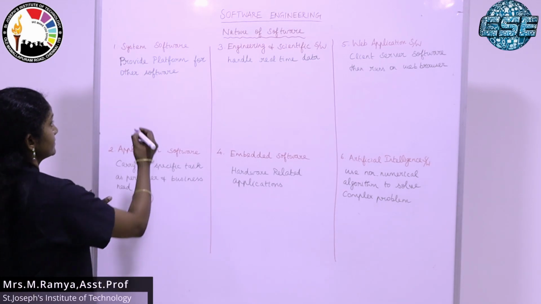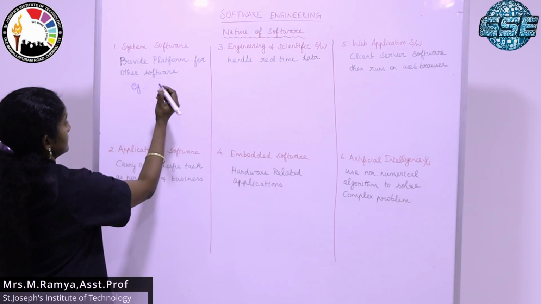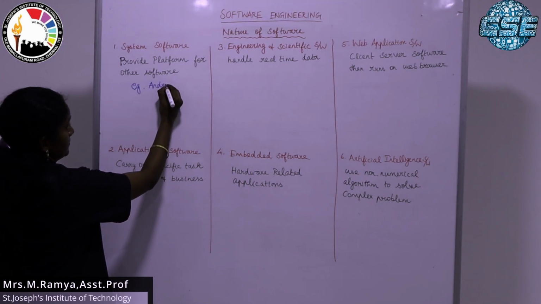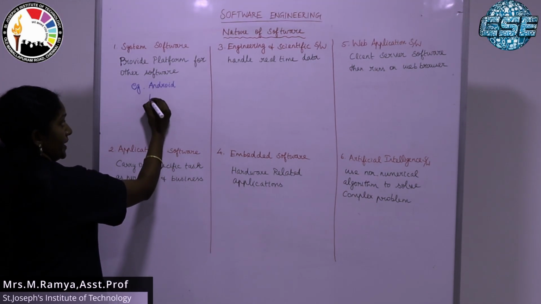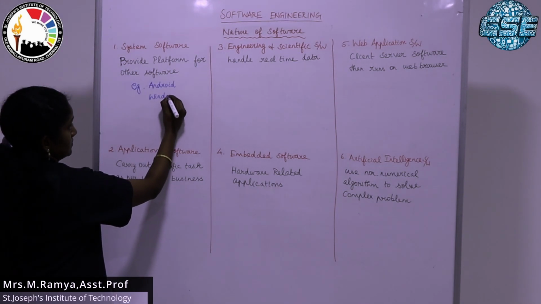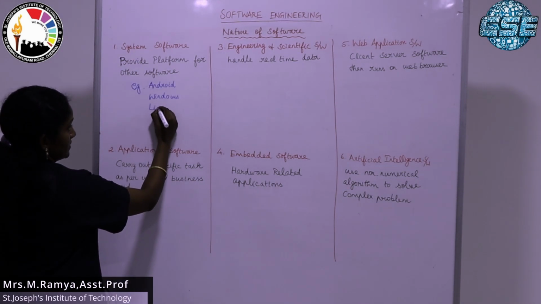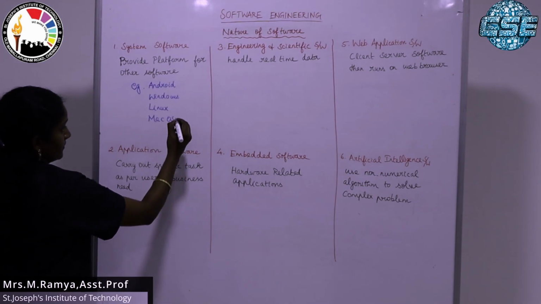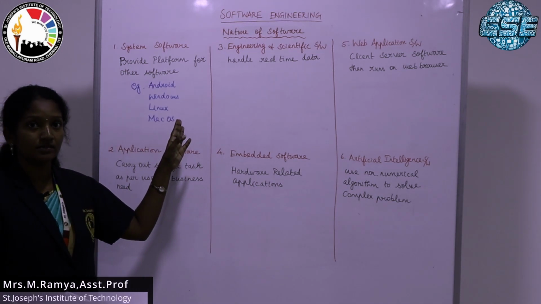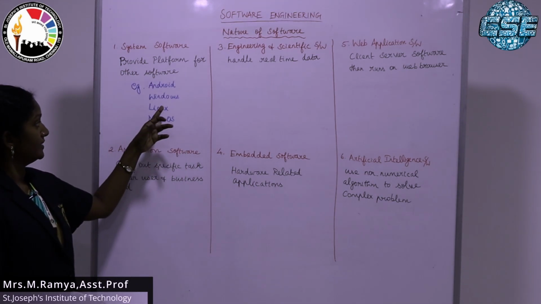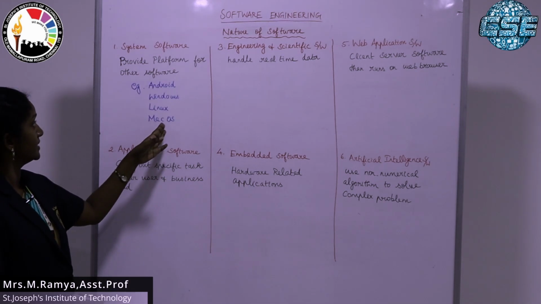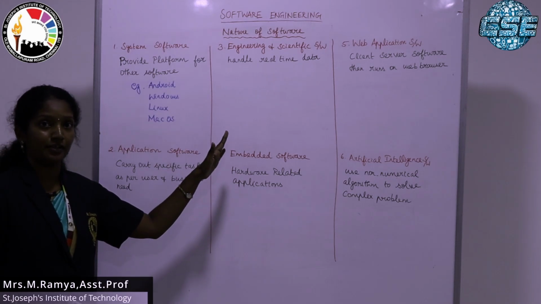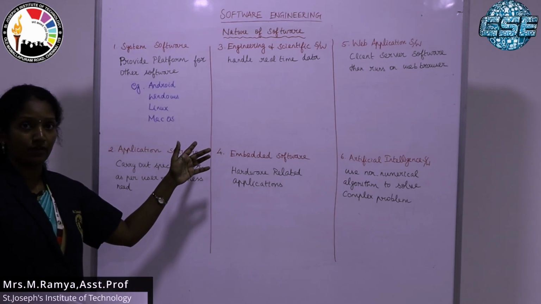For example, Android, Windows, Linux, Mac OS. These are some of the examples of system software: Android, Windows, Linux and then Mac OS. All these softwares provide a platform for other softwares to get executed. So these are called system software.